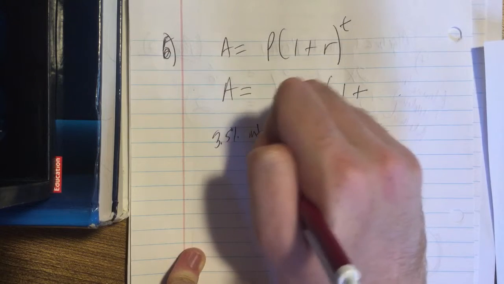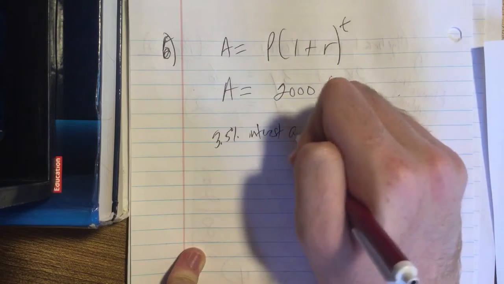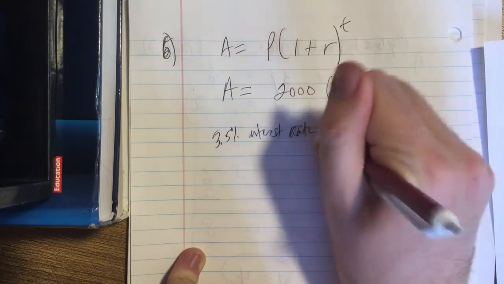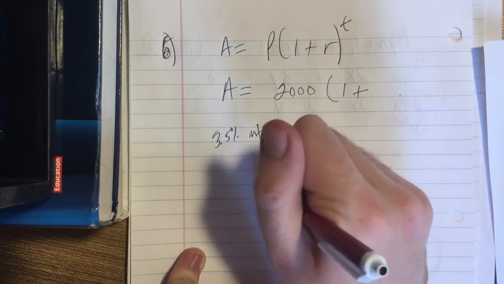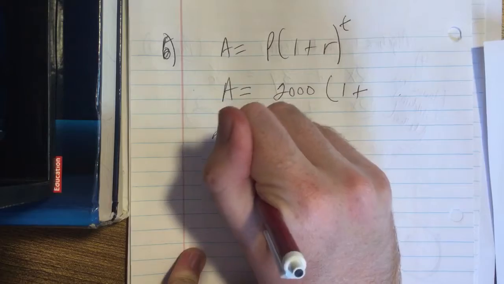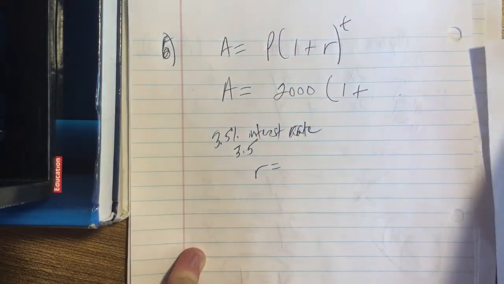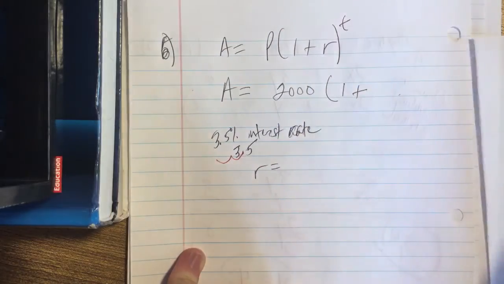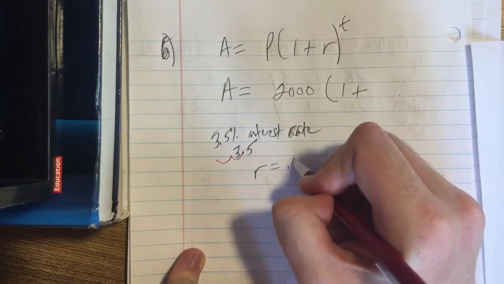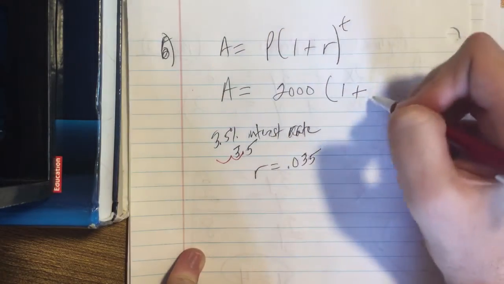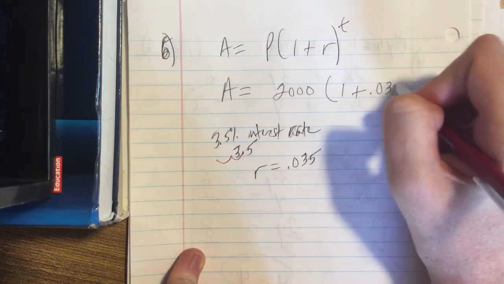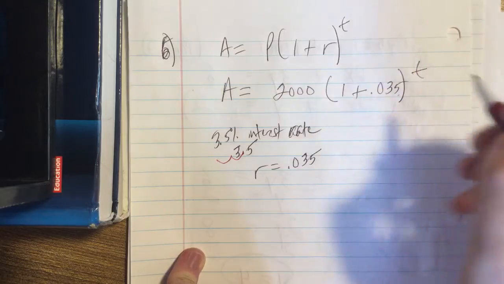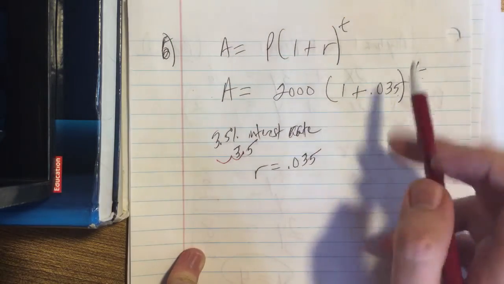annual interest rate. However, we have to express that our value is a decimal, so we're going to take 3.5%. In order to make that a decimal, move the decimal point 2 places to the left. The rate, therefore, is going to be 0.035. That's what you add on to 1. And you raise it to the T power.